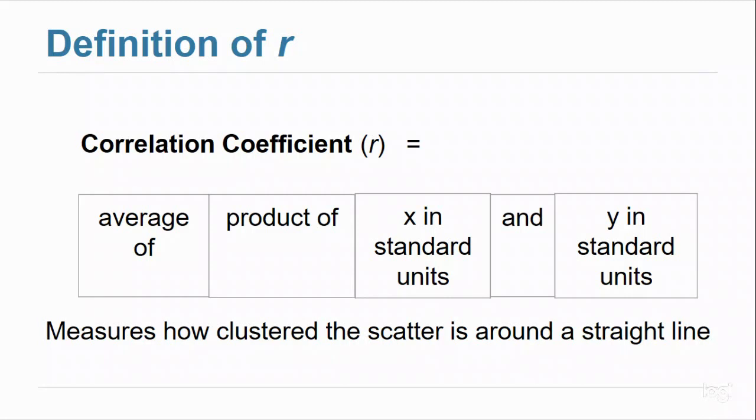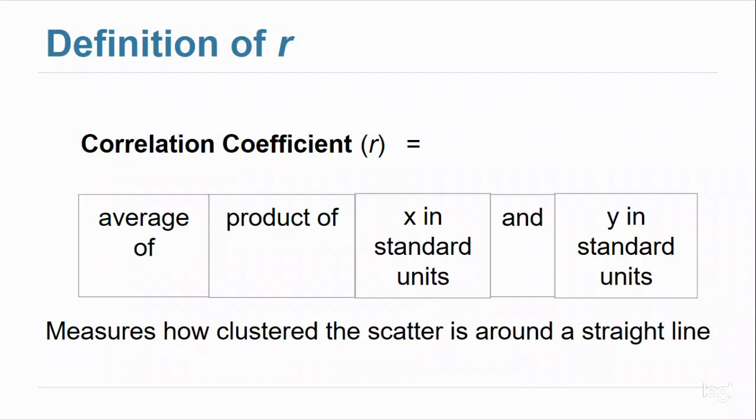Now what we do is we imagine x and y as columns in a table, and think of those columns as column vectors. And we can take the dot product of those two vectors. That is, we multiply each x observation and each y observation, and then we add them all up. And then we divide by the total number of observations. So what we're saying is that the correlation coefficient can be computed by taking the average of the product of x in standard units and y in standard units.